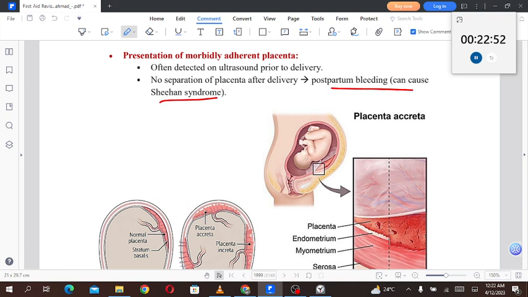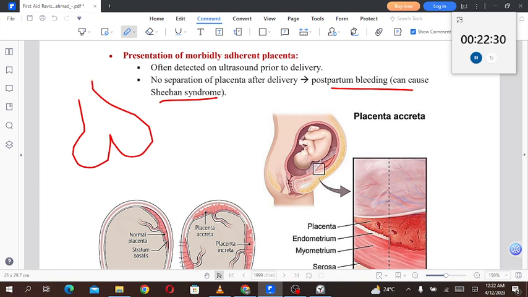So if there is postpartum bleeding because there is a morbidly adherent placenta, and we try to pull it out, and because it was morbidly adherent, there was some tearing of the arteries inside the placenta, or maybe into the endometrium or myometrium. Resultantly there is a lot of blood loss, and that can lead to Sheehan syndrome. Now what is Sheehan syndrome? Sheehan syndrome means that this is the pituitary.